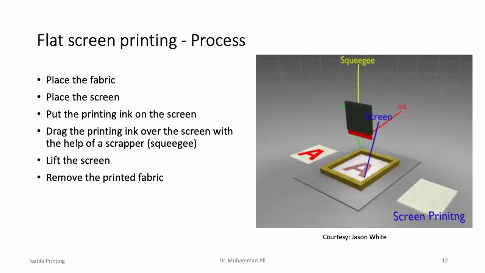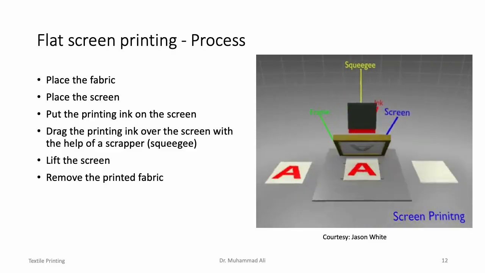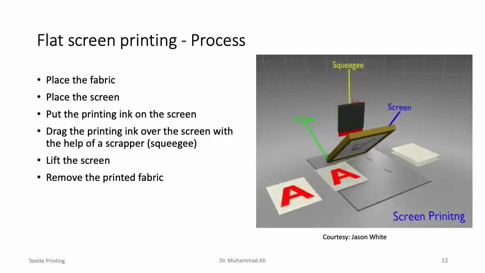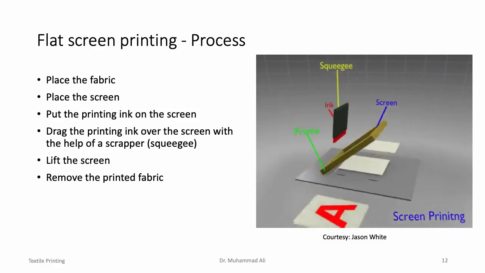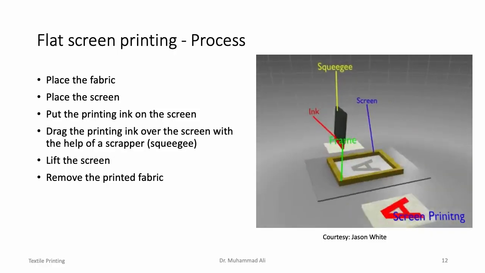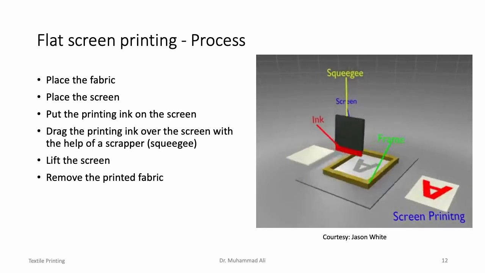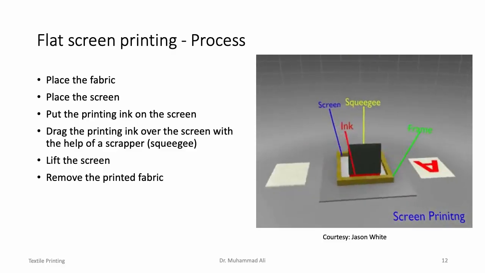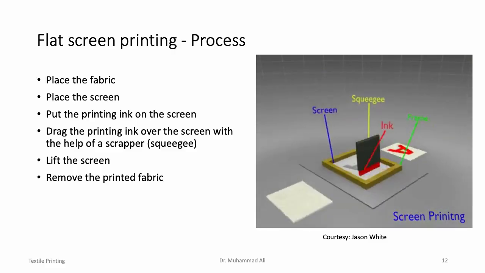So all of these steps can now be seen in the animation here. So we place the fabric, lower the screen, put the ink, drag the squeegee, and then lift the screen, take out the fabric. It's a bit quick, but I'm sure you can relate all these steps that are written here with this animation. So if I do it once again, we place the fabric, lower the screen, put some ink, drag the squeegee, lift the screen, and then remove the fabric. Yeah, I did it right this time. Okay, that's the basic cycle of the screen printing process.